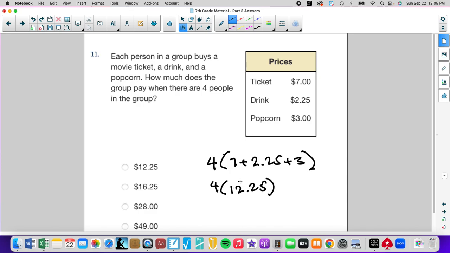We can sort of think of 4 times 12 as 48 and 4 quarters as $1. So that's 48 plus one more dollar, which is 49. Don't know if you see that. That's sort of equal to 4 times 12 plus 0.25. And if we distribute that, 4 times 12 is 48. 4 times 1/4 is 1. That's how I did it mentally again. So that will give us $49.